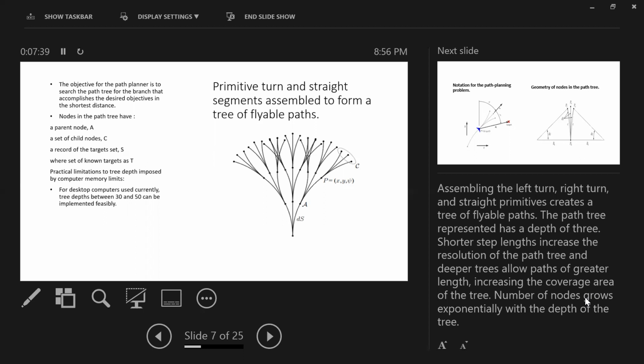And as we closely analyze the tree, we can see that it consists of a parent node A, a set of child nodes C, a record of target sets S, where the set of known targets is T. There are also some practical limitations to tree depth imposed by computer memory limits. For a desktop computer used currently, tree depths between 30 and 50 can be implemented feasibly. And the number of nodes, as we can see in the figure, grows exponentially with the depth of the tree.